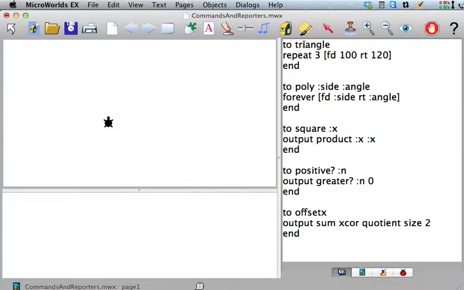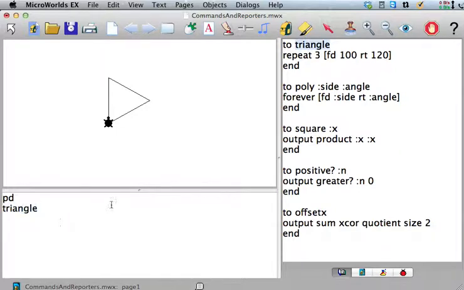So the first procedure I want to look at is this one called triangle, and it says repeat 3, forward 100, right 120. I'm going to say PD. I want to put the pen down because I want to draw the triangle, and then I'm going to type in triangle and press return, and it drew the triangle. So the fact that I could put triangle right at the beginning of the line in the command center and press enter and it works, that tells me that it's a command.